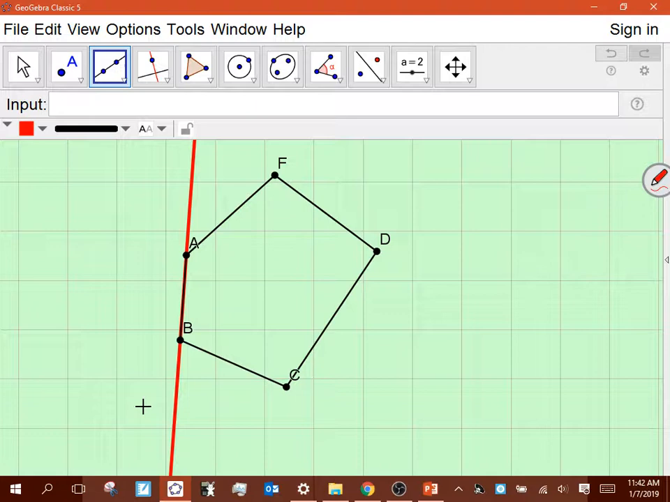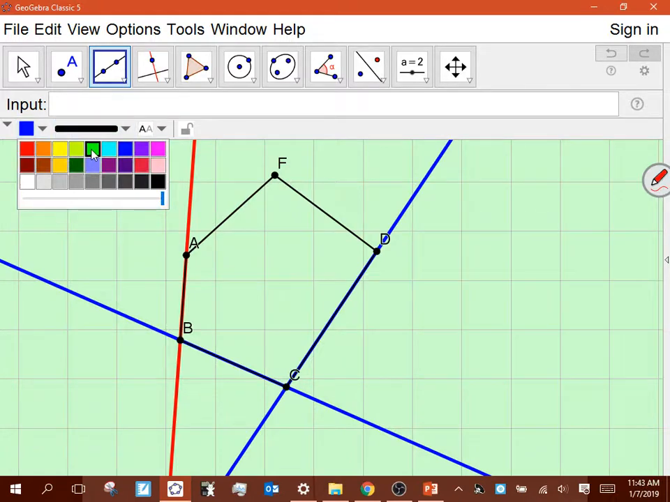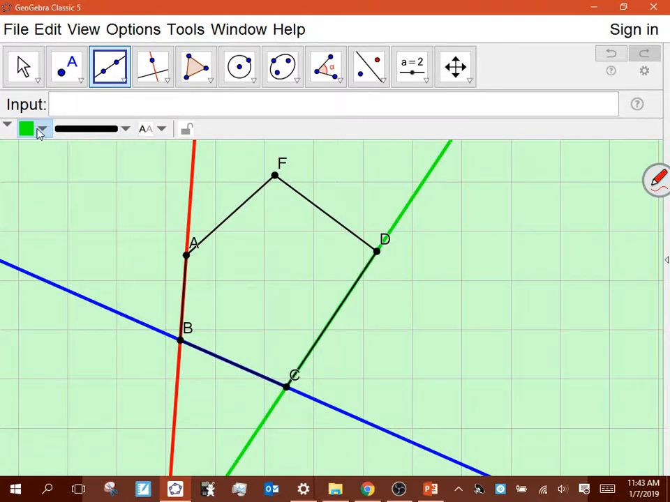5 sides, right? So we have to do that test 4 more times. I'm going to take B to C, and I'll make sure that that blue line does not pass through the inside of my polygon. Does that make sense? And I'll go C to D, and make sure that that green line, that's a terrible color, that green line does not pass through the interior.